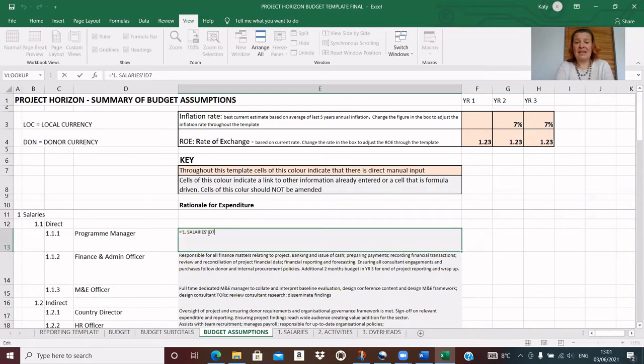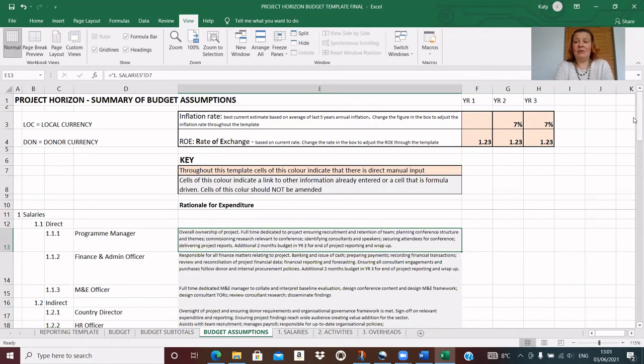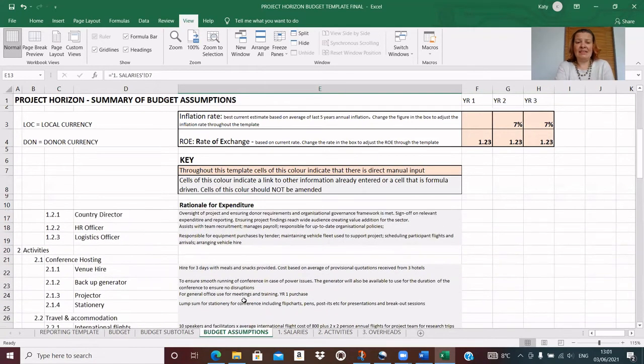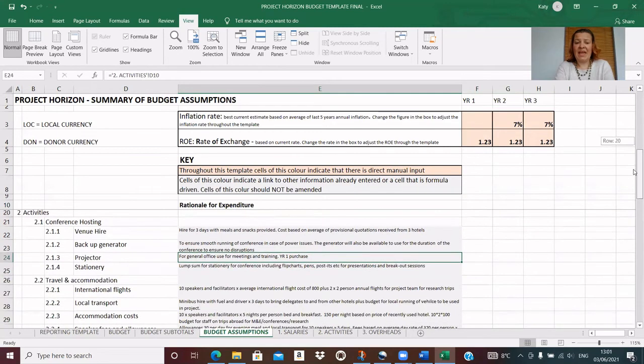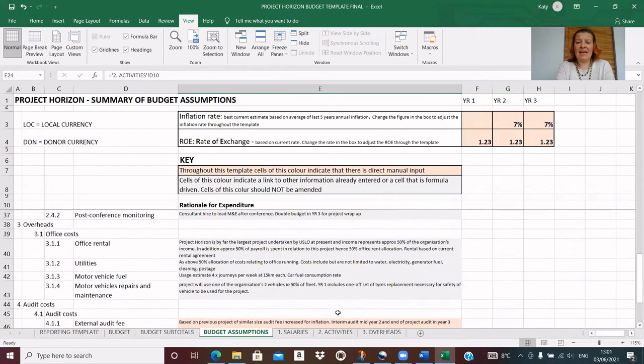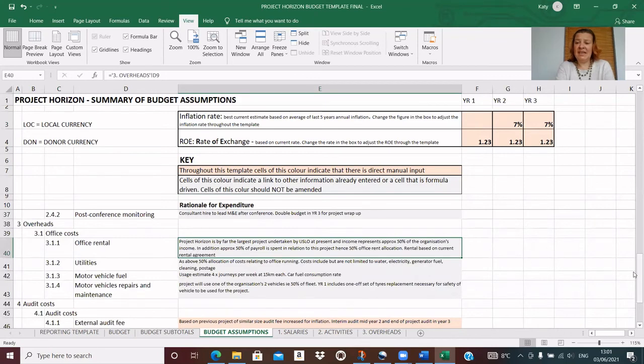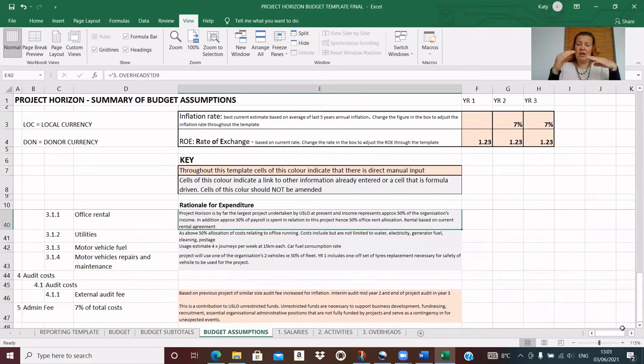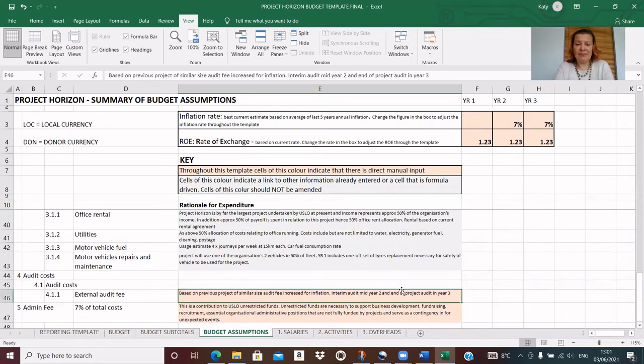So that one is coming from salaries, D7, and then all my salaries are there. And then if I look in my activities, you can see that they are coming from the activities sheet. And in my overheads, these are coming from the overhead sheet. So it's only 2 more items that I needed to manually enter here, which is my external audit fee. And I've said, based on a previous project of similar size, audit fee increased for inflation, interim audit mid-year 2 and end of project audit in year 3. So that's when I'd be putting my audit costs in.